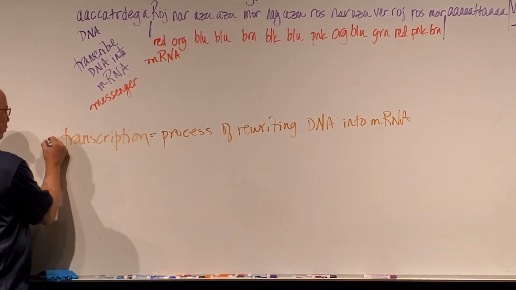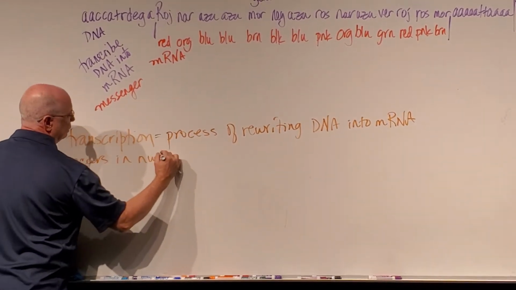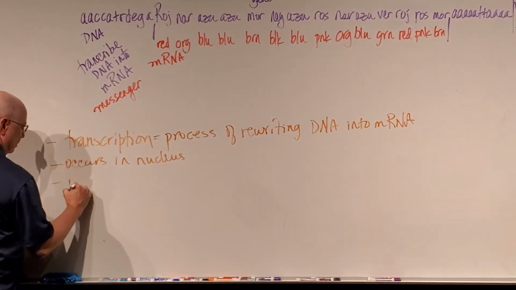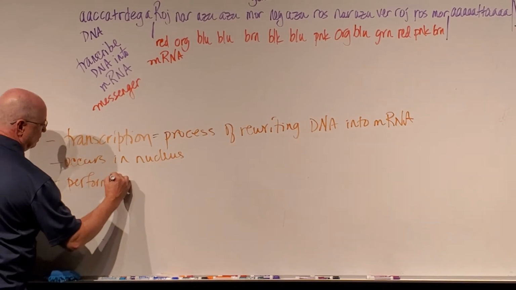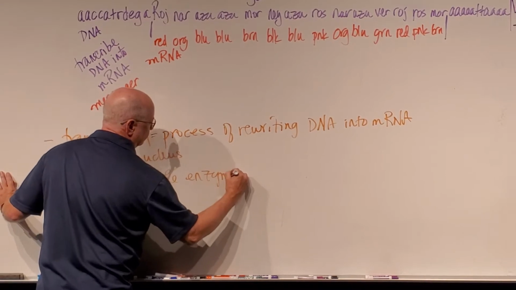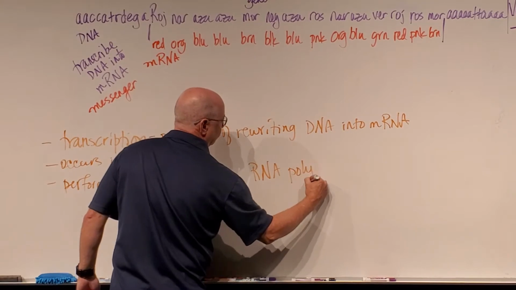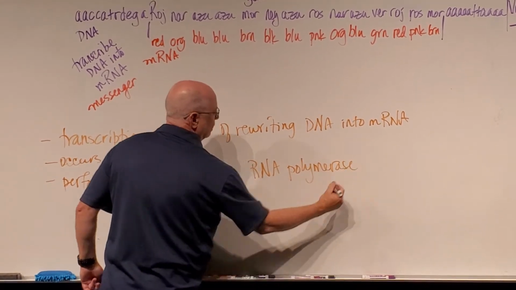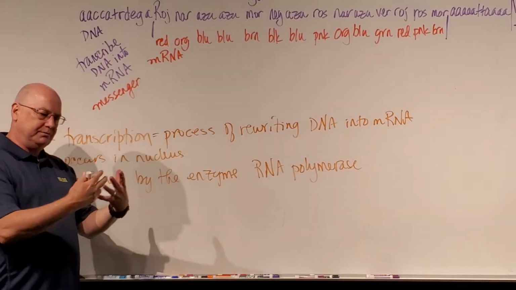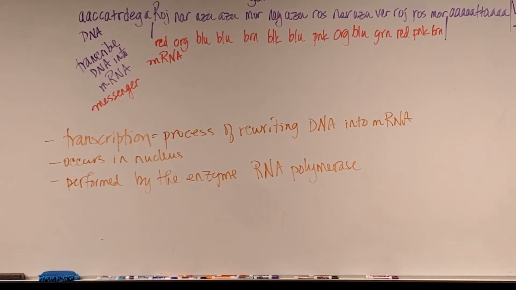Two other things you need to know about this. Number one, it occurs in the nucleus, because that's where the DNA is. It is performed by the enzyme called RNA polymerase. And DNA polymerase and RNA polymerase are actually complexes of several enzymes, but we're not going to get into that level of detail. So this is exactly what happens.